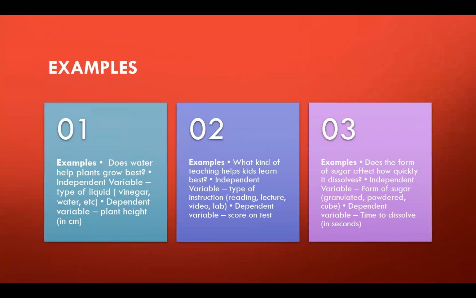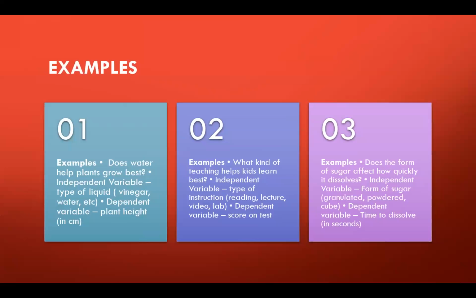Okay, so let's go over three examples. Does water help plants grow best? Your independent variable is the type of liquid, right? We can add vinegar, we can use water, we can use gasoline, and then the dependent variable is which one helps the plant to grow. So the plant is our dependent variable, and what we do to it is our independent variable.